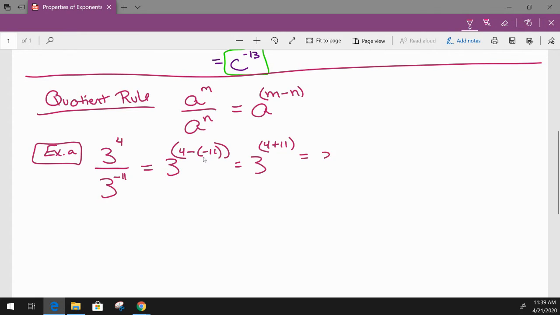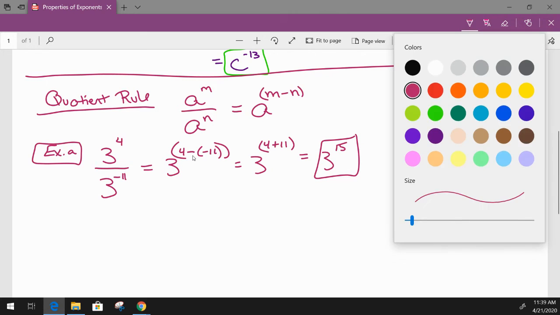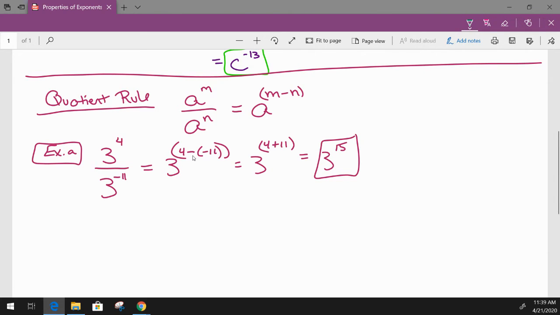So we end up getting 3 to the 15th power. So be careful with those signs. So another example, using a variable.